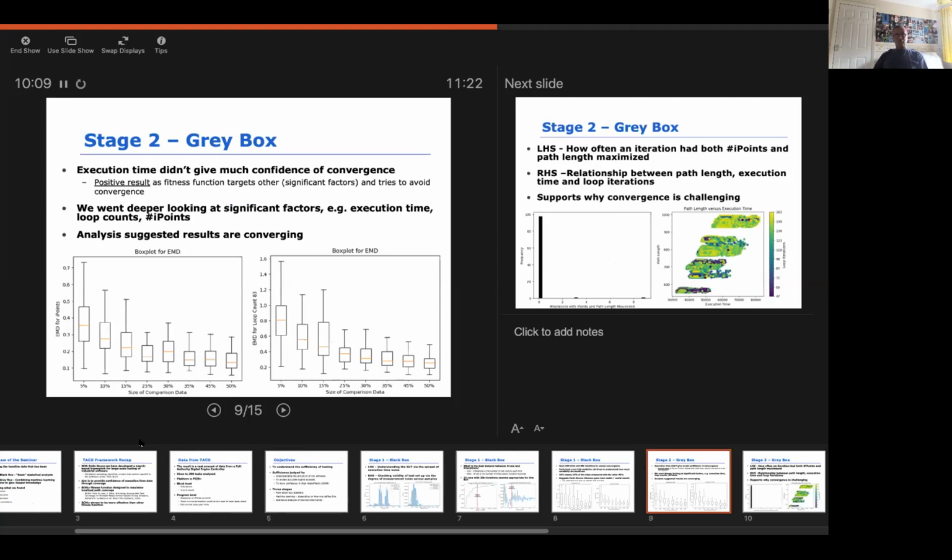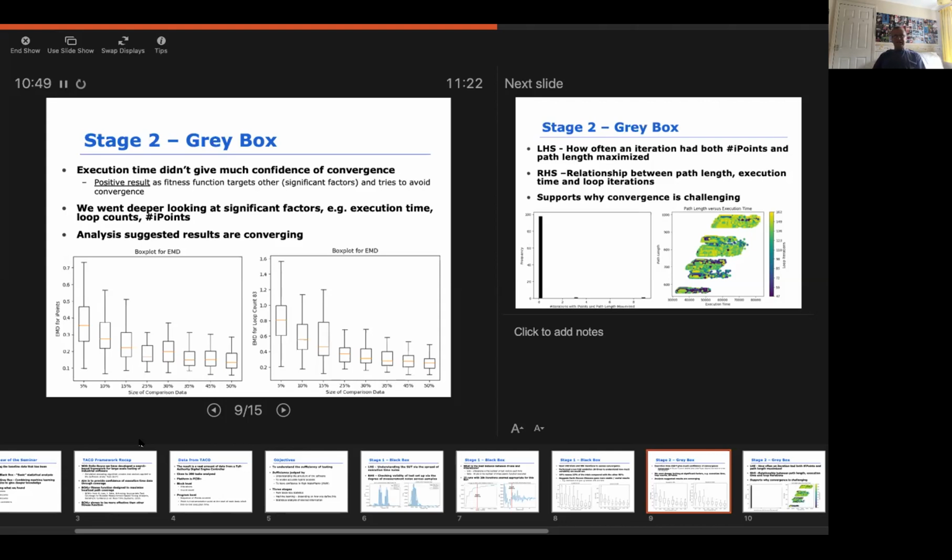So execution time didn't give us much confidence in convergence. You might see that as a negative result and something bad about our search algorithm, but actually it was a positive result. The reason for that is the way the search fitness function was designed, it was trying to emphasize coverage. And by emphasizing coverage, it was trying to avoid convergence of execution time, because that would imply that we'd hit a local minimum and we were probably testing a similar path each time. So even though this showed we were still learning information about execution time, we saw it also as a good thing for our fitness function.